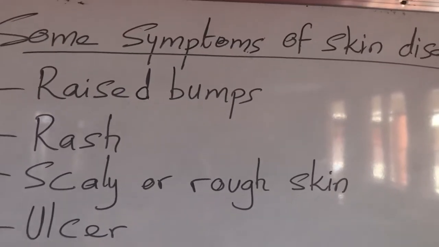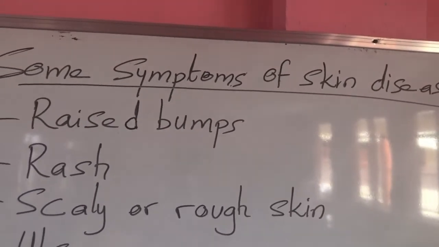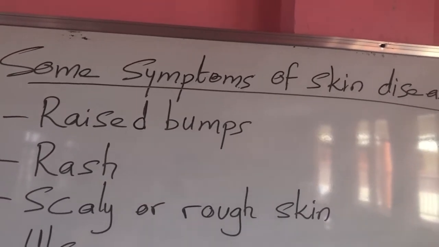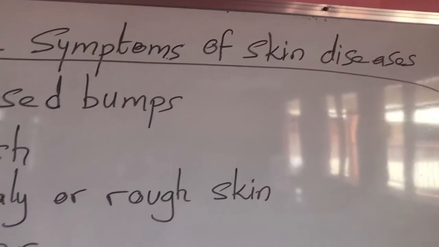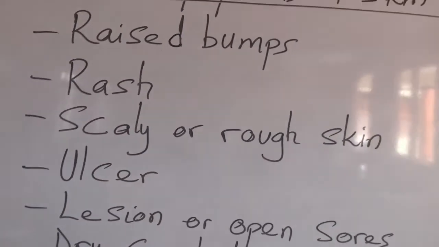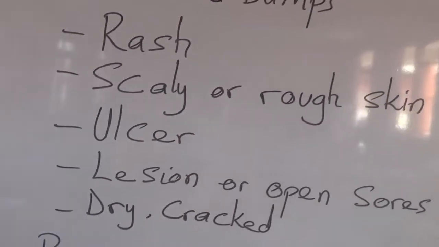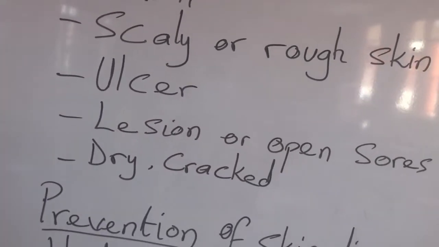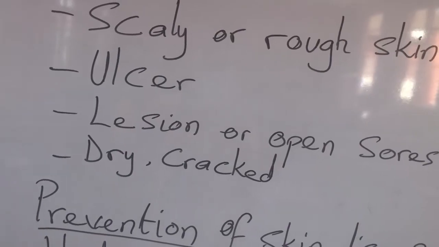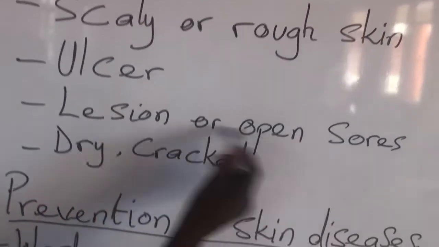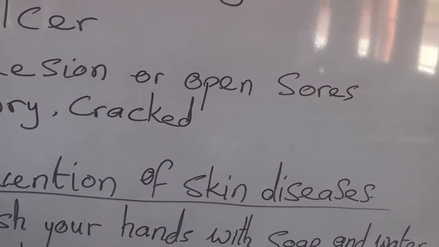When you touch your skin, you realize that sometimes it feels very hard. You don't feel any sensation. You only know the skin is very hard and scaly. Sometimes an ulcer can be one of the symptoms of skin disease. Yes, we have lesion or open sores. This word also means what? Open sore.